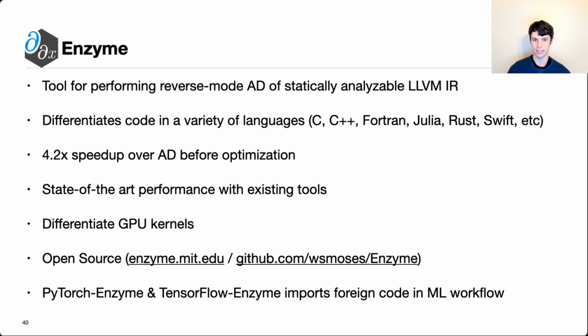Enzyme itself is open source. There are various links here at enzyme.mit.edu for documentation, as well as our GitHub if you want to check out and download it. I would highly recommend taking a look. And then finally, we also provide versions of Enzyme inside of both PyTorch and TensorFlow to allow ML researchers to import existing foreign code into their workflow without having to rewrite their entire routine.